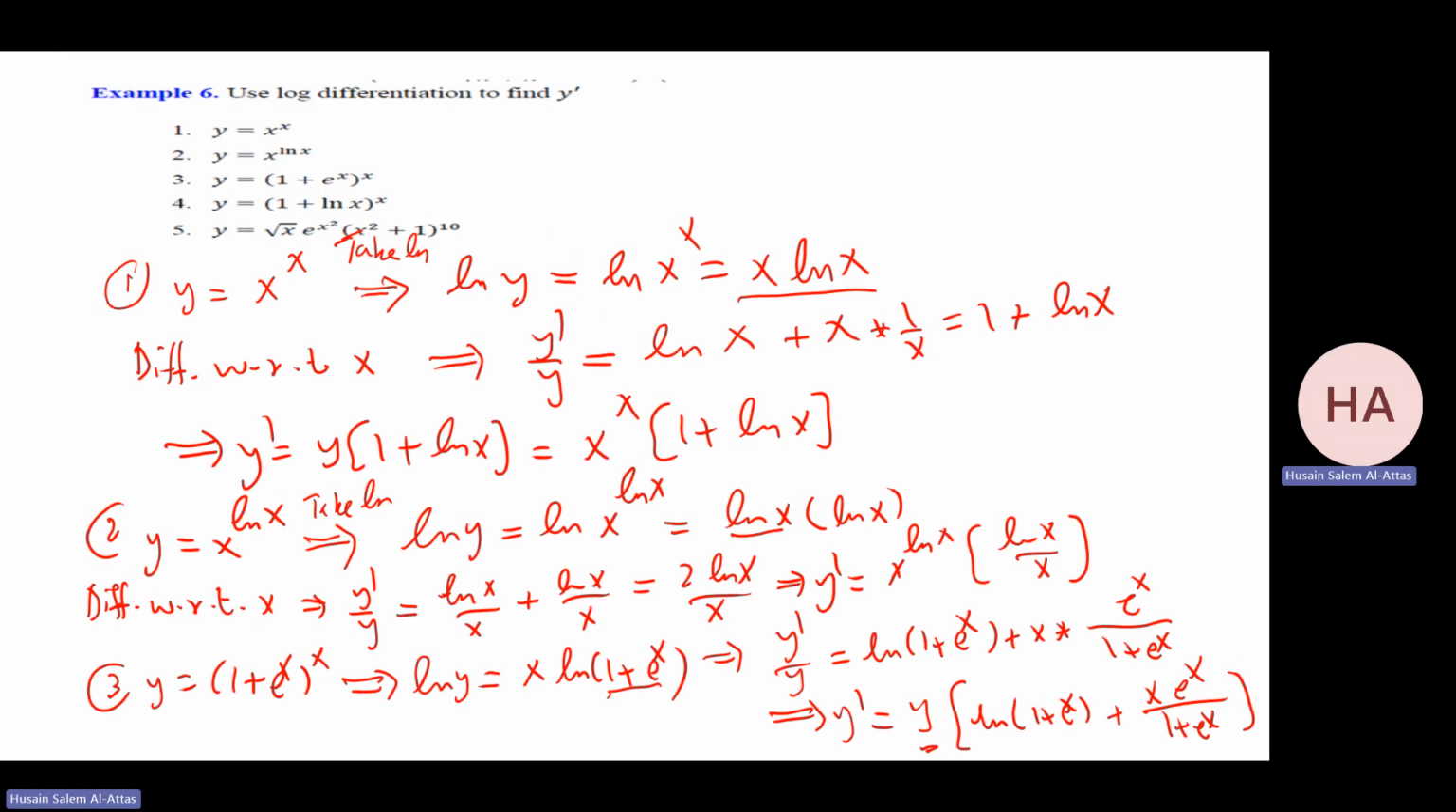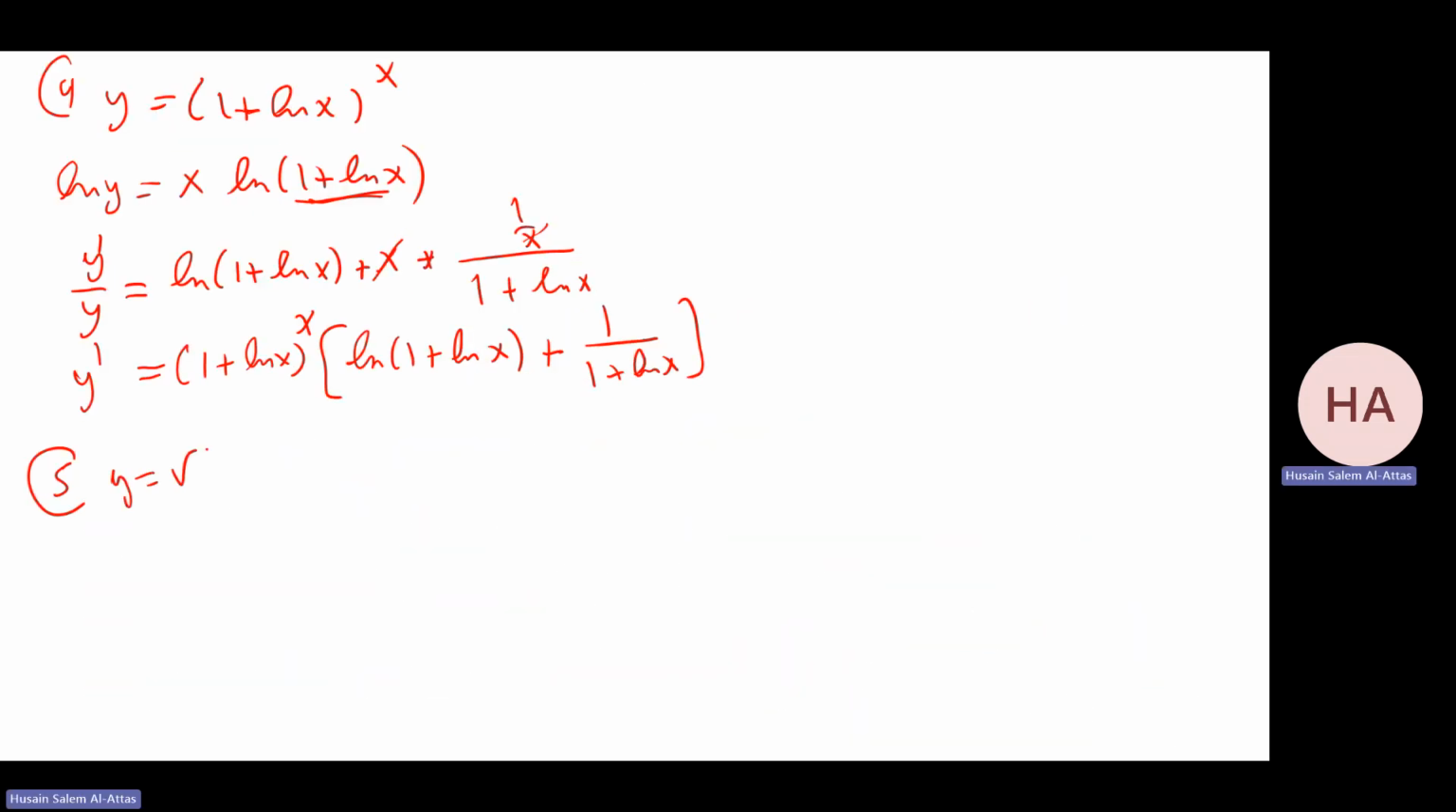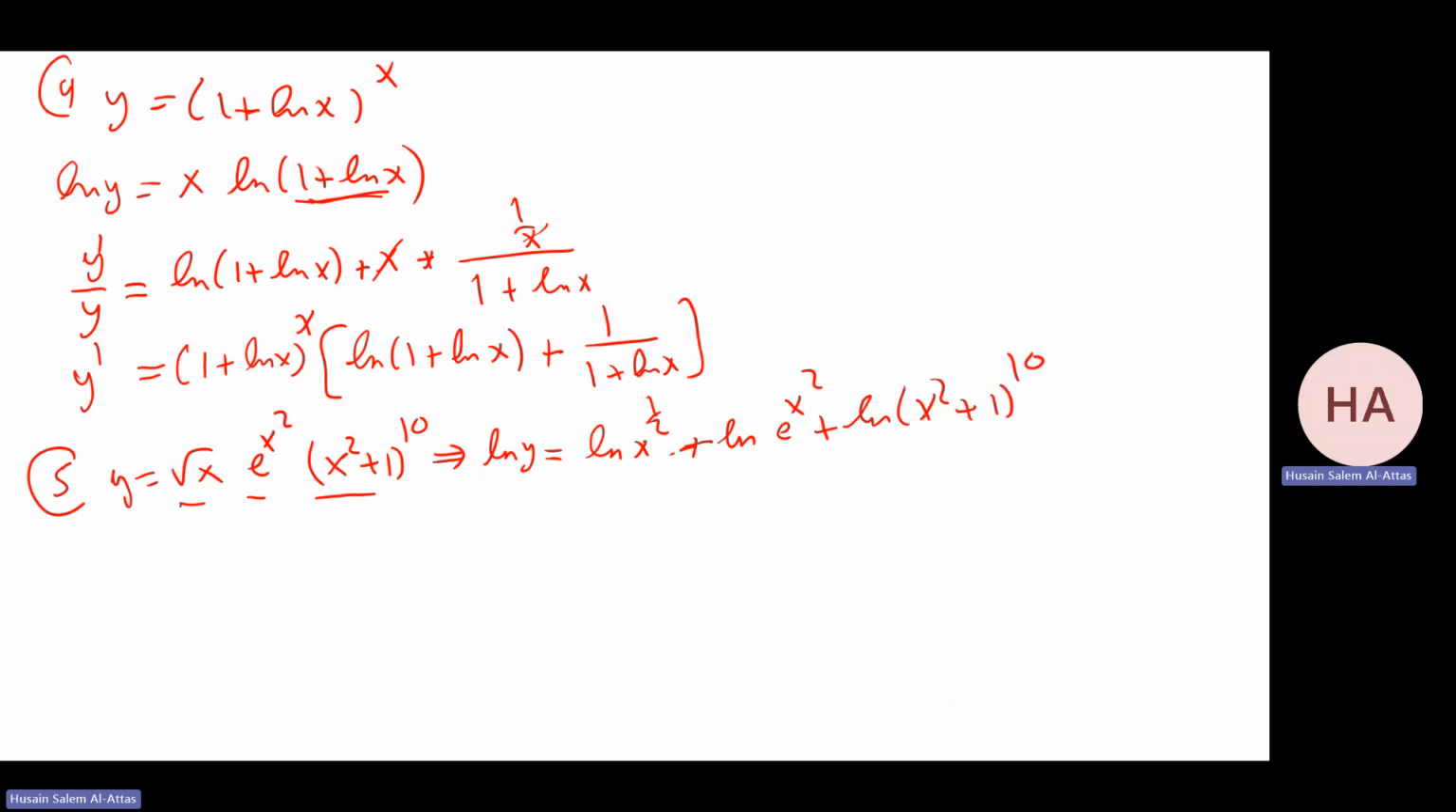5. What is it? y equals square root of x, a x squared, the last one, x squared plus 1 to the power 10. Which is for sure, if I take logarithmic differentiation, that will make it easier since these are products of functions. So ln y will be ln x to the power half plus ln a x squared plus ln of x squared plus 1 to the power 10.